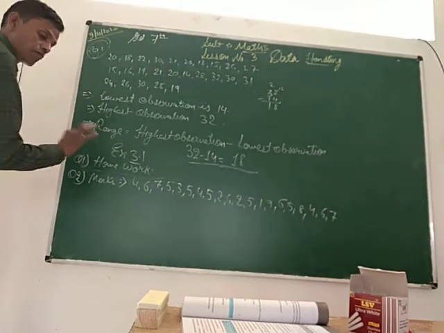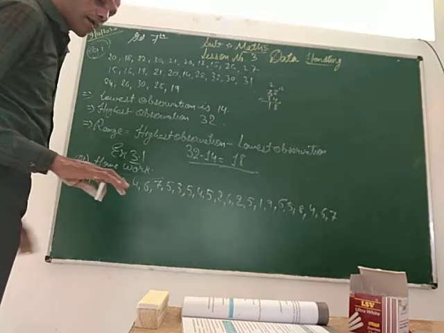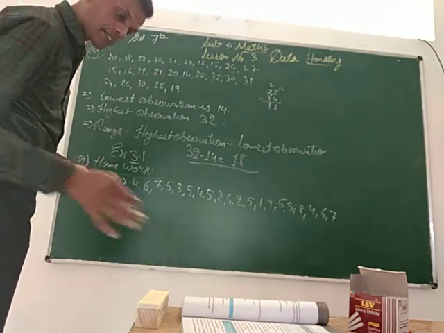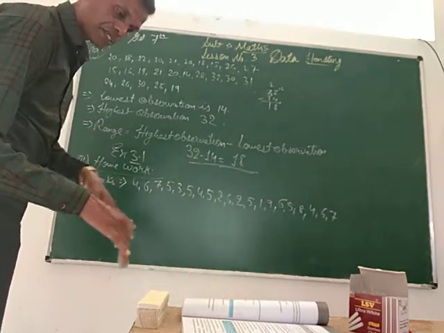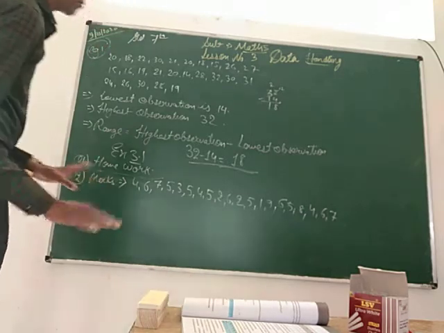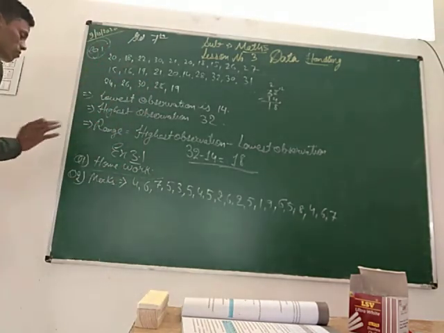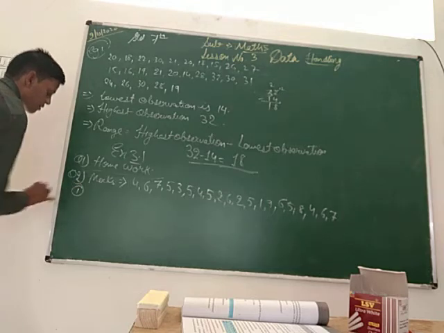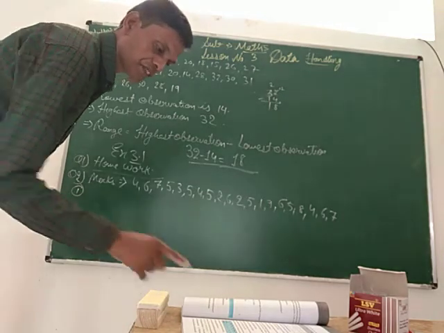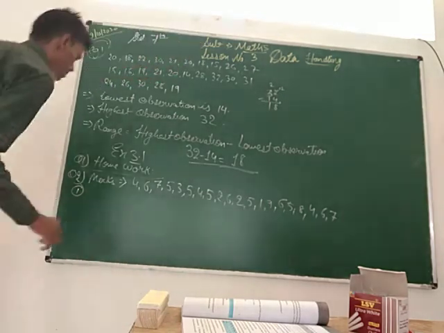Again, for that, we have to write which number is the highest, which number is the lowest, what is the range of the data, and find the arithmetic mean. That I will explain. Okay? Now, first of all, we will write here. Question number 1: which number is the highest?